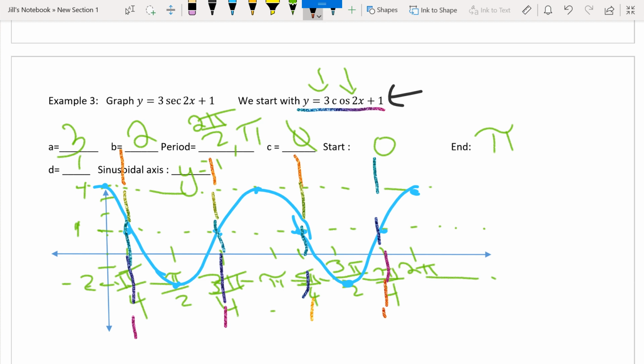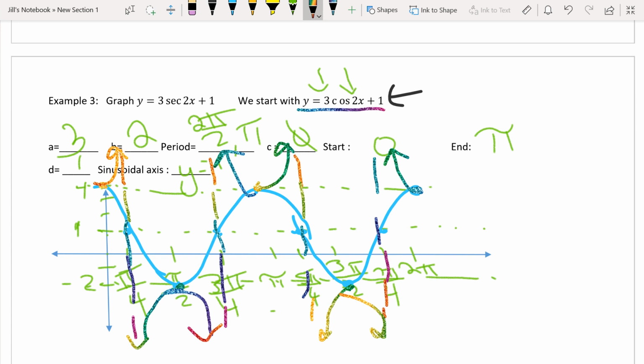Then you go to all your high and low points. So I have a high point reciprocated. It's that little half of the parabola-like thing. Low point, flip it over. High point, flip it over. Low point, flip it over. High point, flip it over. Okay, and then if you want, you can delete your cosine wave. And there's your secant graph. We're going to add one more piece of the puzzle.